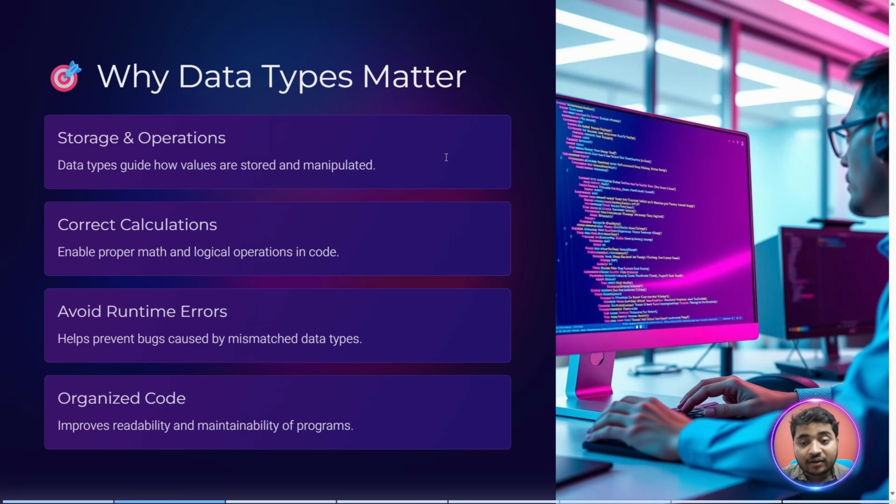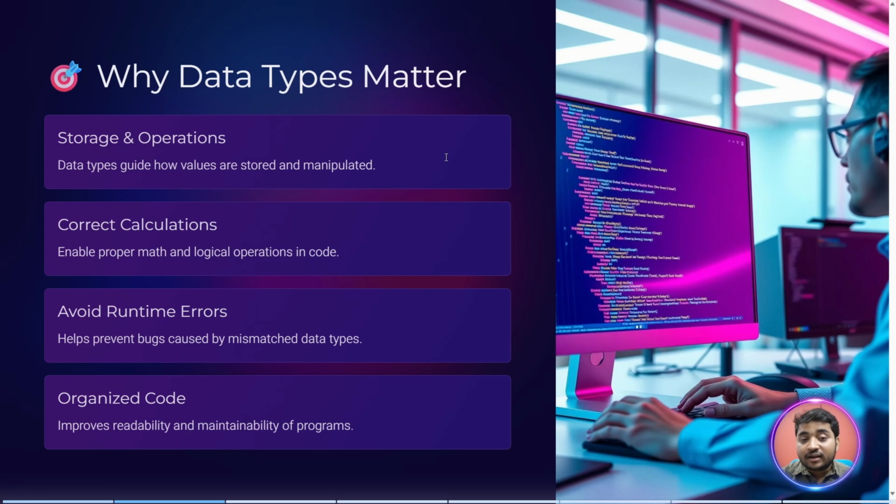Next one is correct calculation. Let's suppose you take a string, which is kind of like a word, and you take an integer, which is kind of a number. What will happen if you try to add both of them? You cannot add them because they are of different types. So here comes the type conversion which we learned on the previous day. It is very important that you always choose similar types of data, and that you use the correct data while doing an operation.